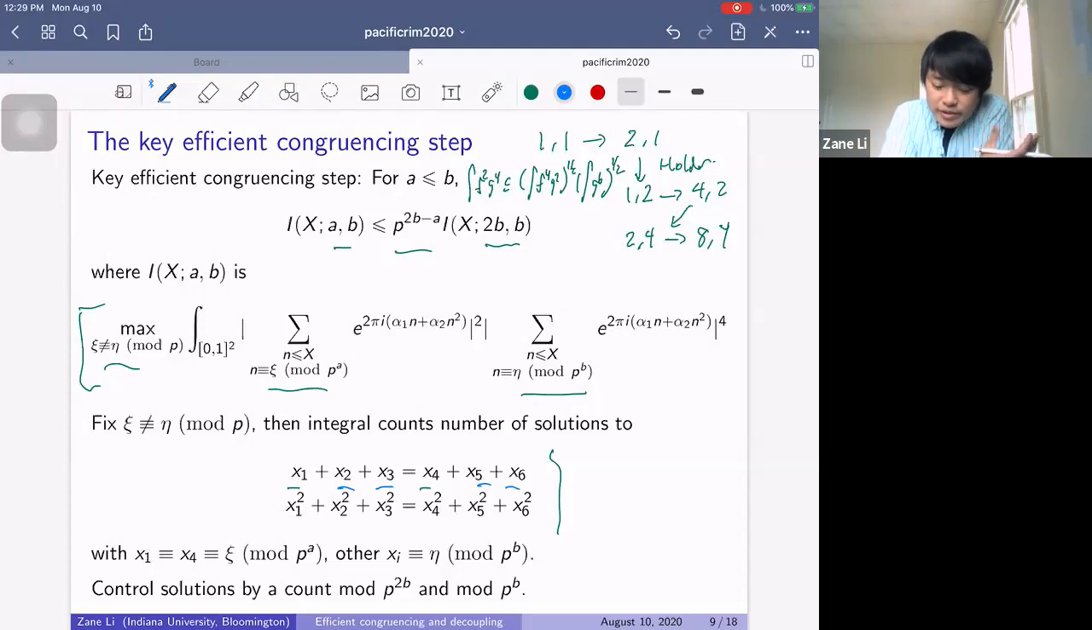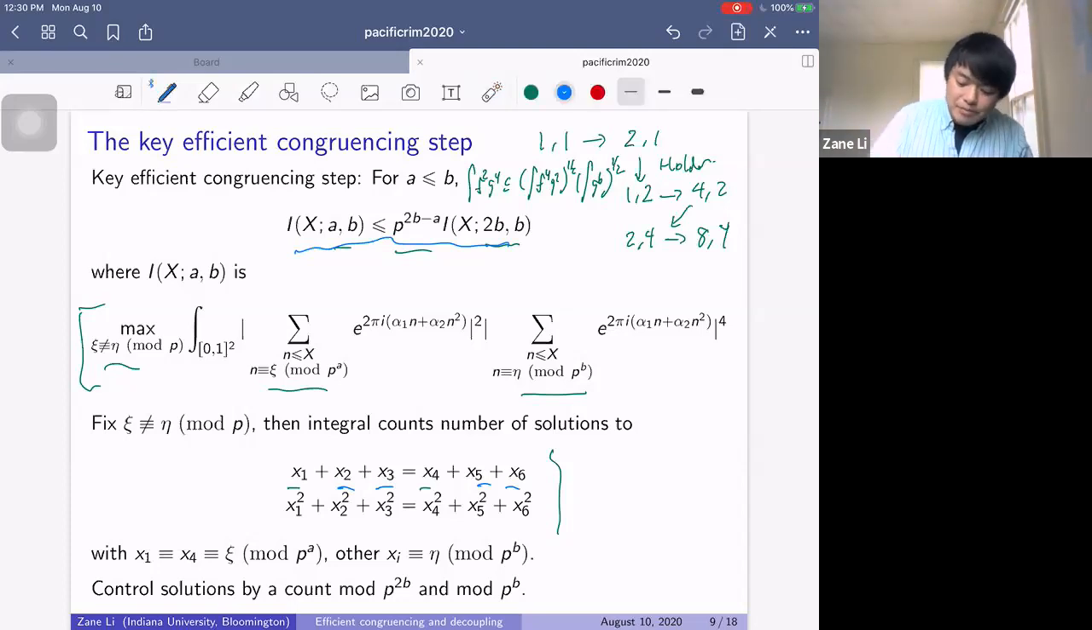In other words, this lemma basically says that I want to control this count over here by a count where 2 of them are congruent to something mod P to the 2B, because there's a 2B here, and the other 4 are congruent to something else mod P to the B. Okay, so that's how the number theory proof would proceed.